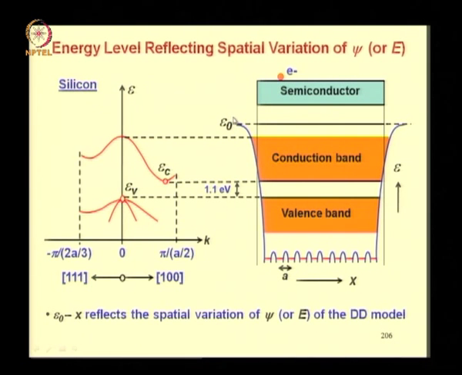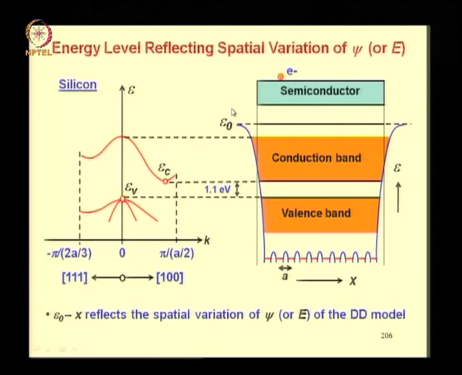This E naught is shown as a constant line, and E naught as a function of x reflects the spatial variation of psi of the drift diffusion model. It is shown as a constant line because there is no electric field applied to the semiconductor, it is under equilibrium, therefore there is no potential variation, and therefore E naught does not change. So if I move the electron on the surface along this line, it will not experience any change in the potential, because there are no fields within the semiconductor.